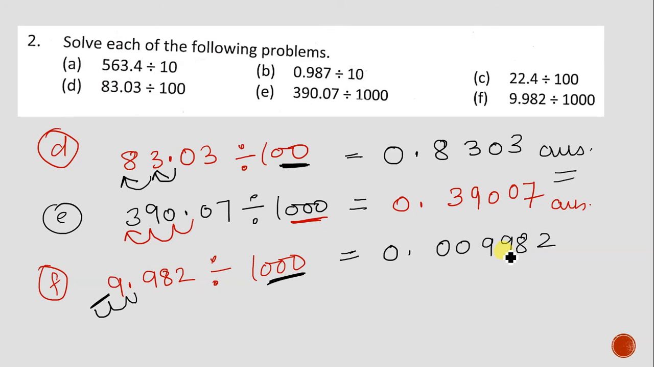Clear? 3 zeros, 3 places. So before that it was before 9. Now 1, 2, 3. So the answer is 0.009982. Clear? The concept is very easy.